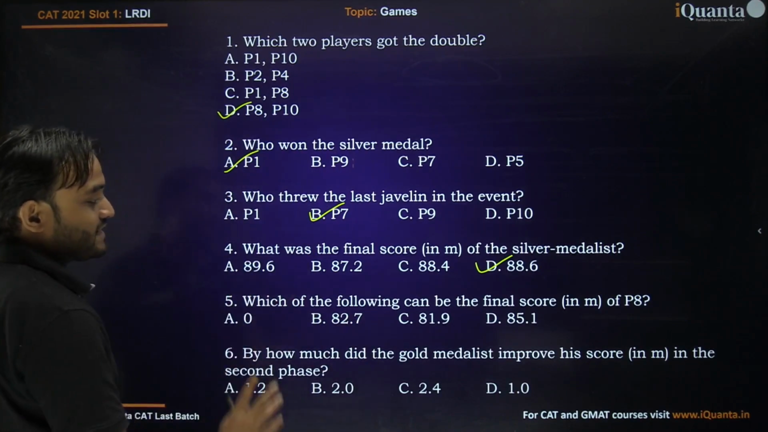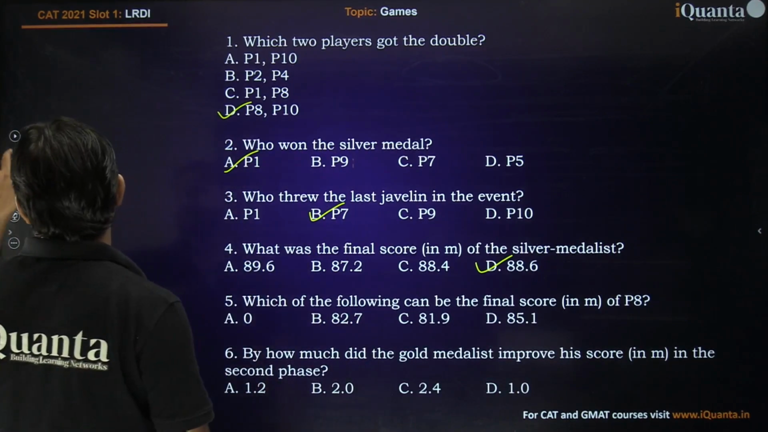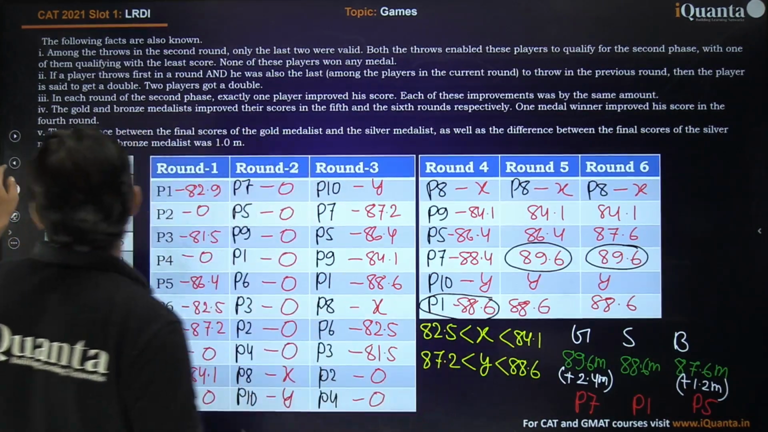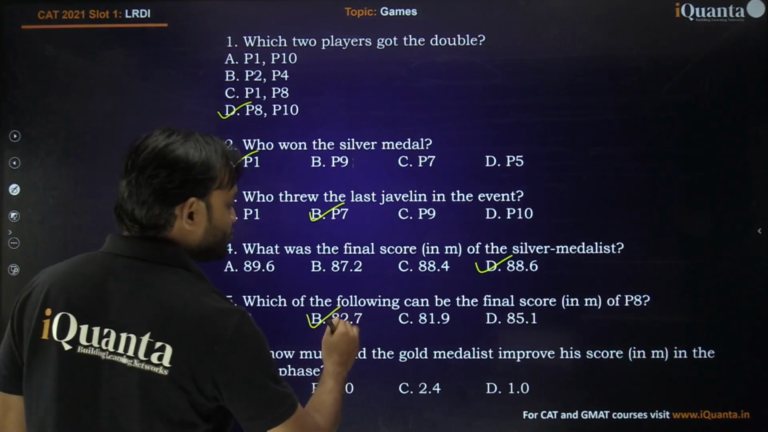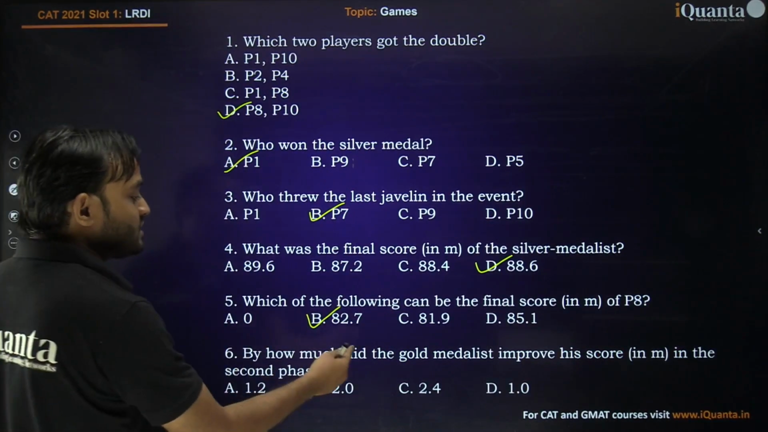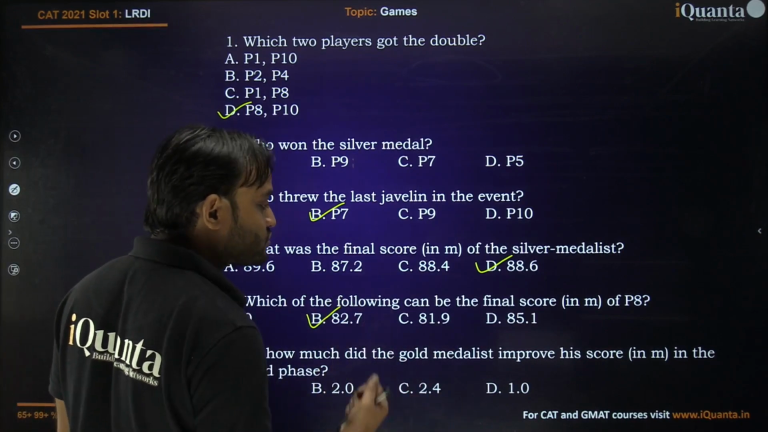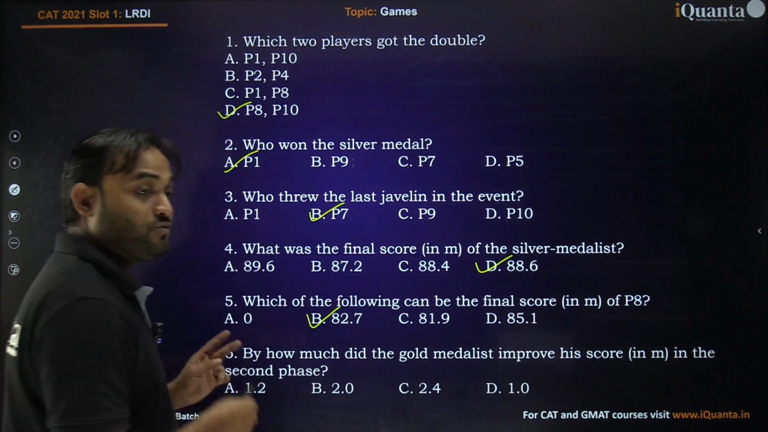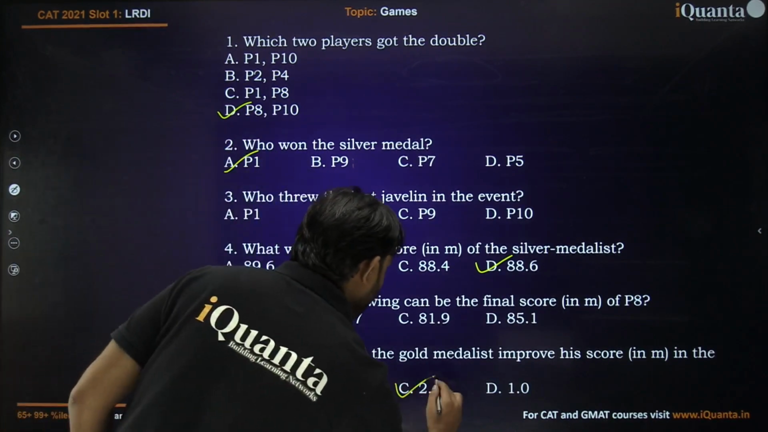Which of the following can be the final score of P8? P8 scored X, which is between 82.5 and 84.1. So 82.7 is the only possibility. By how much did the gold medalist improve his score in the second phase? He improved his score twice, 1.2 into 2. It's 2.4.